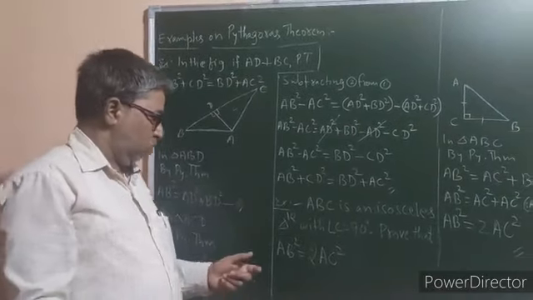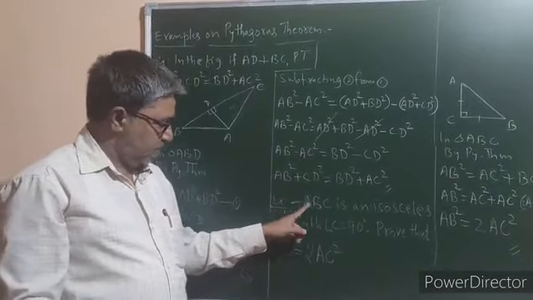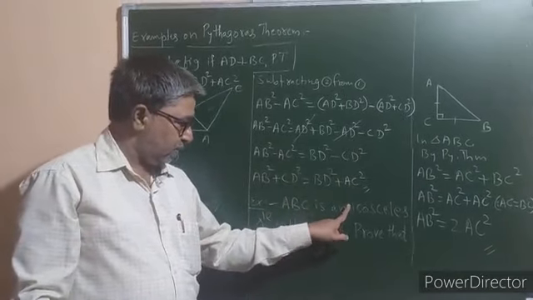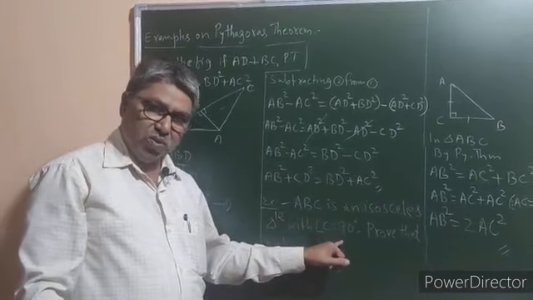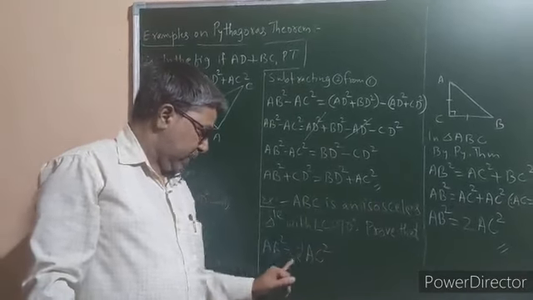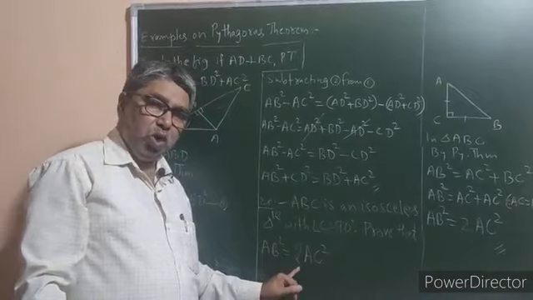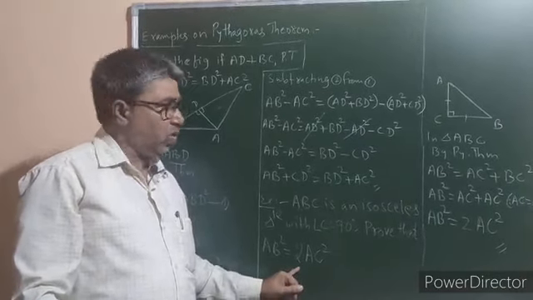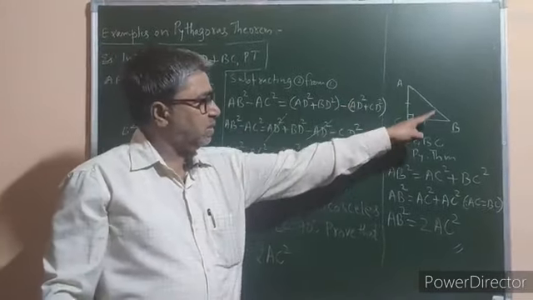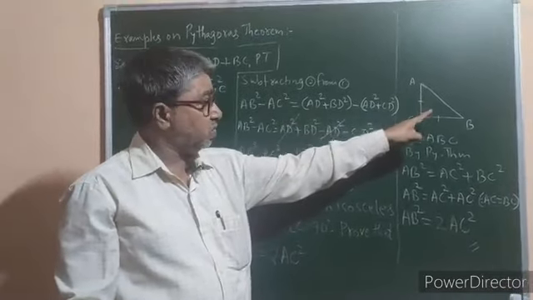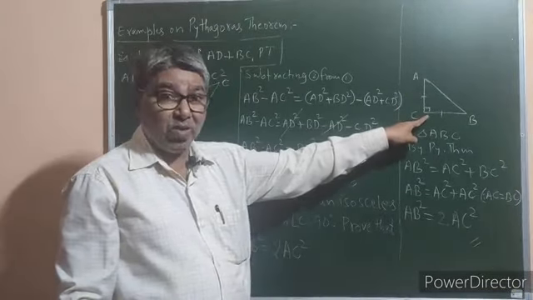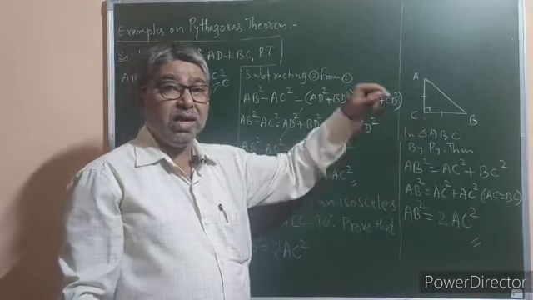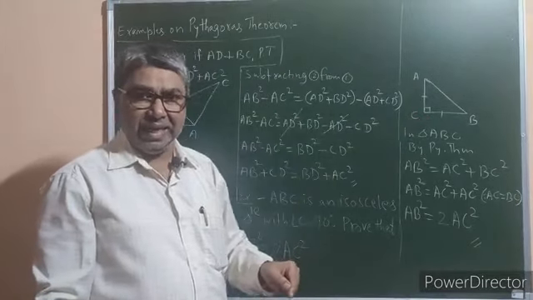Okay, now coming to one more example. ABC is an isosceles triangle with angle C equal to 90 degrees. Prove that AB square is equal to 2AC square. ABC is a right angle triangle whose sides containing the right angle are equal. That's why it is called an isosceles right angle triangle.